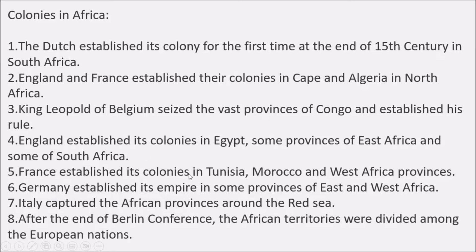France established its colonies in Tunisia, Morocco and West Africa provinces. Germany established its empire in some provinces of East and West Africa. Italy captured the African provinces around the Red Sea. After the end of the Berlin Conference, the African territories were divided among the European nations.